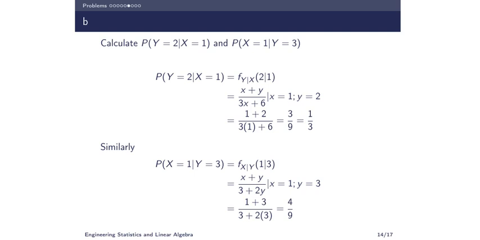Now we will go for part B of the question. Calculate the probability of y equal to 2 given x equal to 1, and x equal to 1 given y equal to 3.